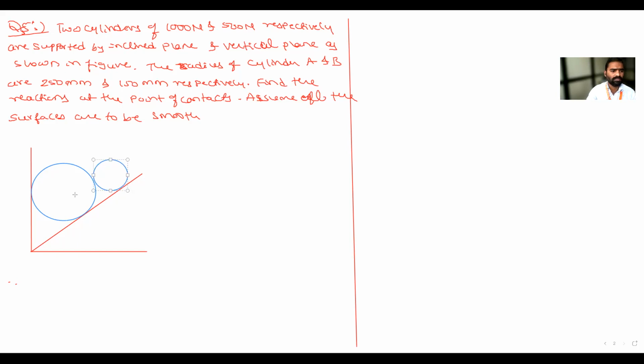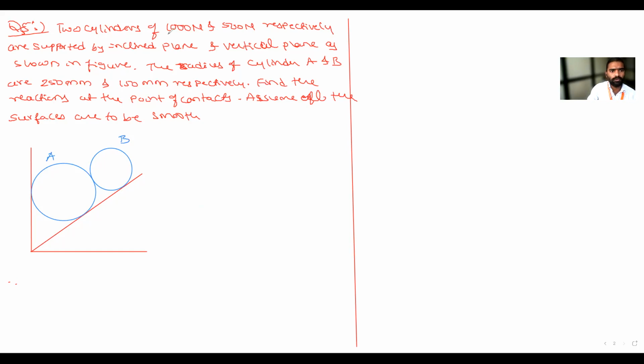I want to make it large. So there is a cylinder one. So this is cylinder one, it is A. I will denote it as A. It is B. So he has given directly in the problem.